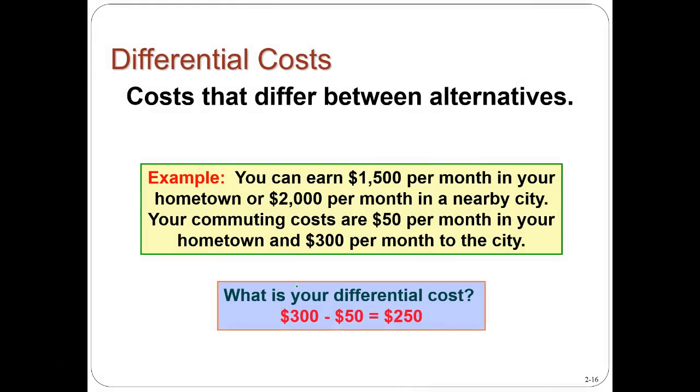Differential costs are costs that differ between alternatives. So if, for example, you earn $1,500 per month in your hometown or $2,000 per month in the nearby town, your commuting costs are $50 per month in your hometown and $300 per month in the other city. We're just focusing here on the costs, not the difference in income. So the 300 minus the 50 is the differential cost in this case.